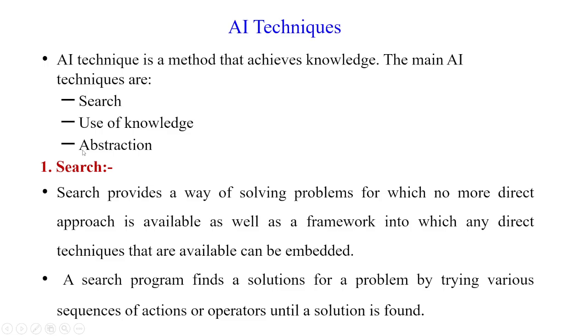Okay, now we will talk about how AI is used. I mean, the core concepts I want to talk about. The main techniques are the searching techniques, how knowledge is used, and abstraction. When I talk about search, what is a search? Search provides a way of solving problems for which no more direct approach is available, as well as the framework into which any direct techniques can be embedded.